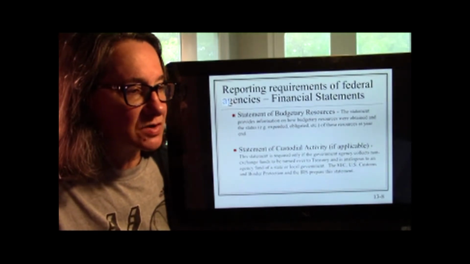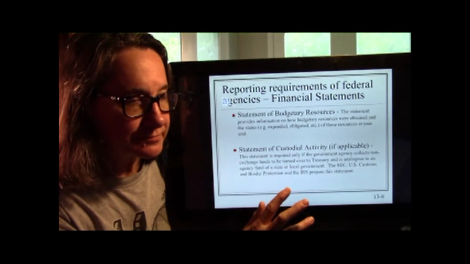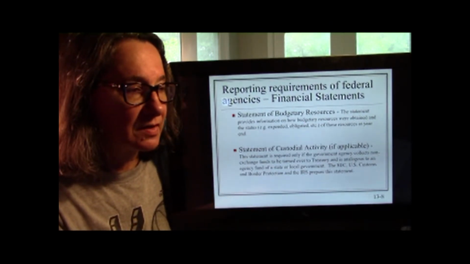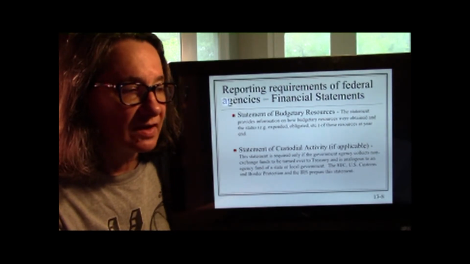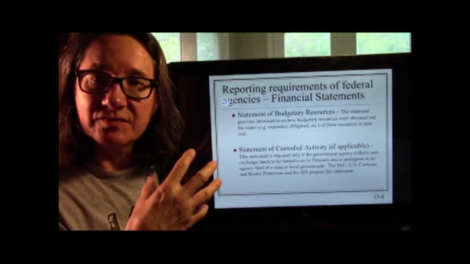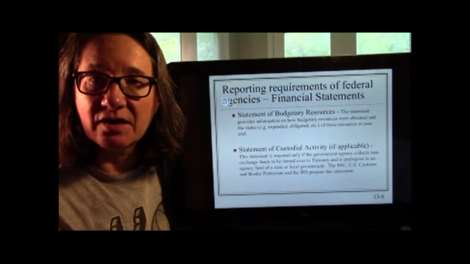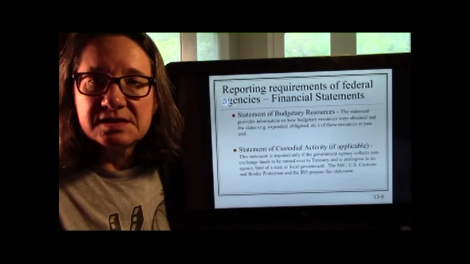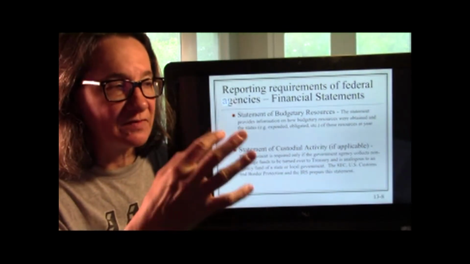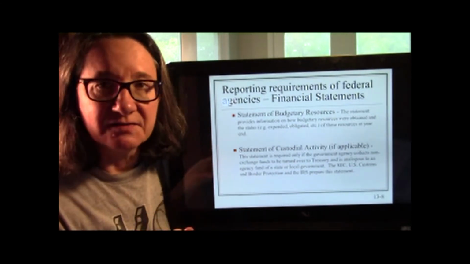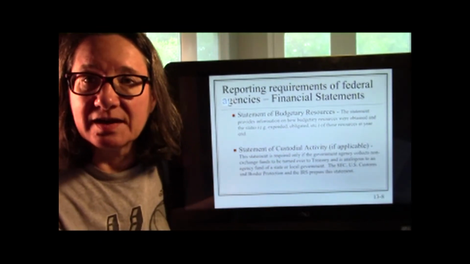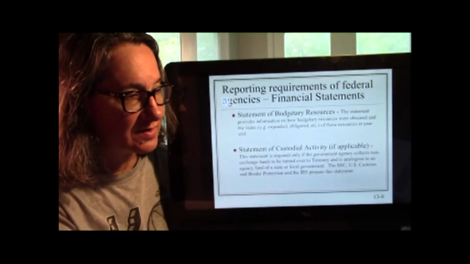Custodial activities, so this is kind of an interesting one. Some organizations take in money and give it to other folks. It's like an agency fund. So if you think about it, the IRS takes in money when people pay their taxes, and then it distributes that money out to other branches of the government. Customs takes in money at the border for tariffs and things, and they distribute that money out. So some of these agencies have custodial activities where they're taking in some money, but it really doesn't belong to that agency. It doesn't stay within the agency. It gets given back to the federal government and redistributed. So they have to do a custodial activity statement.